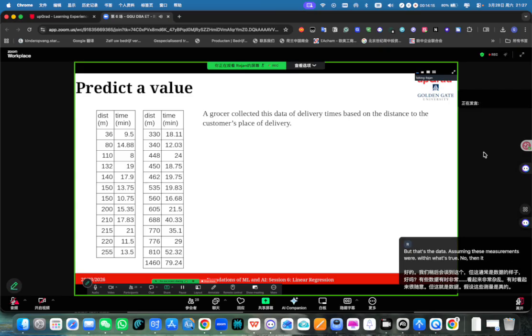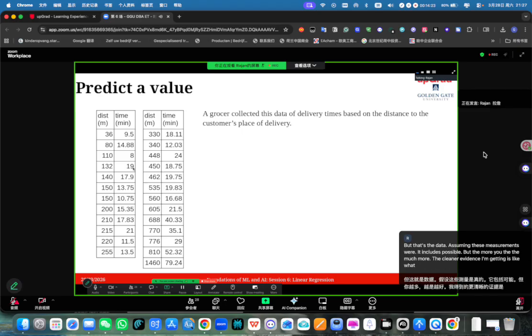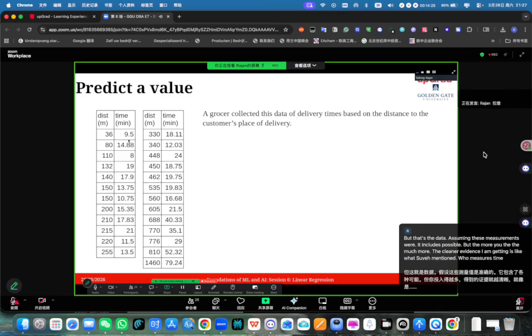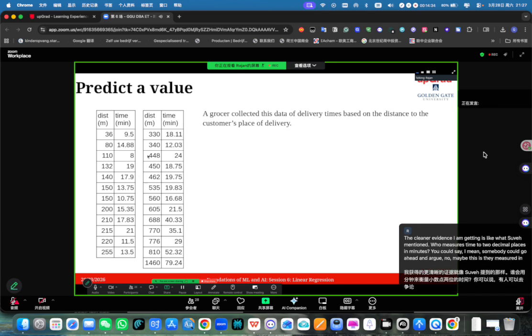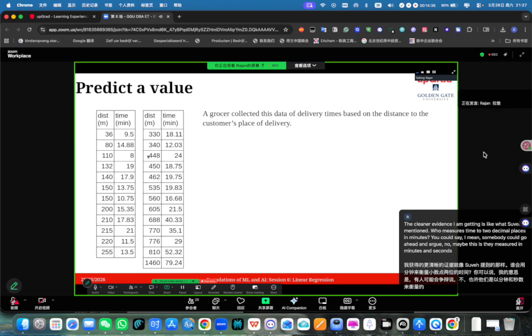But the much cleaner evidence I'm getting is like what Suvir mentioned. Who measures time to two decimal places in minutes? Now, somebody could argue, maybe they measured in minutes and seconds and then converted into decimals in minutes. Okay, but still, I don't agree to this.